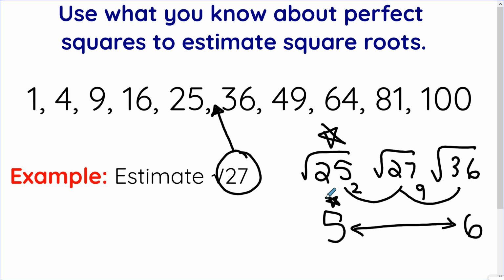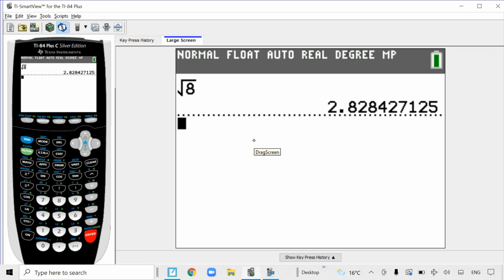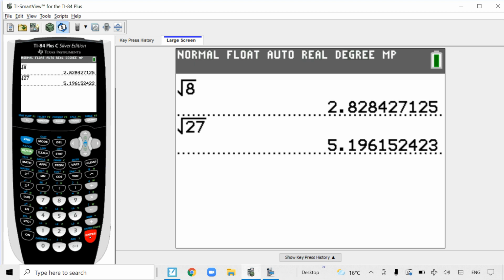So I'm going to pick any number between 5 and 6 that's closer to 5. So for example, I could say that the square root of 27 is approximately 5.1, 5.2, 5.3. Those would all be good estimates. Now I can check on the calculator to see if I'm reasonable. So square root of 27. And I can see my estimate of 5.2 is pretty good.